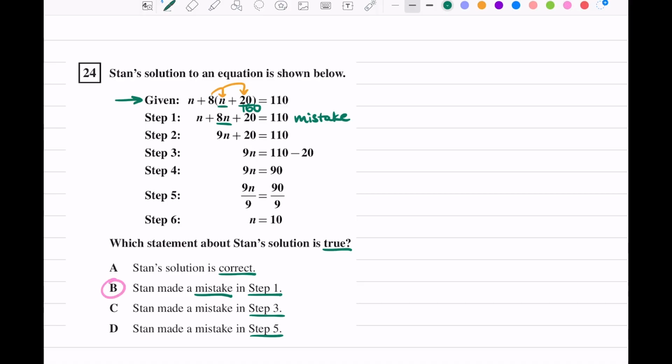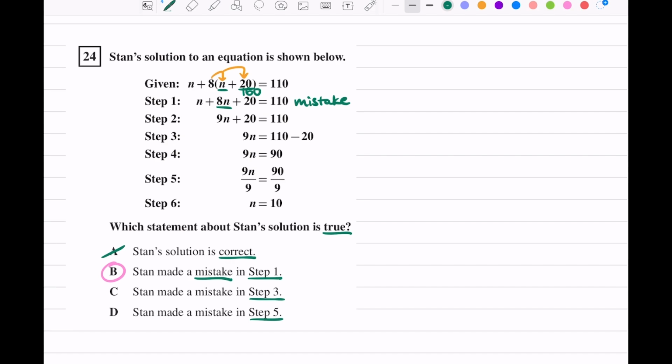Option A is wrong. Stan's solution is not correct. And since Stan made a mistake in step 1, every other step after that is wrong. So we could say that steps 3 and 5 are wrong. However, the mistake, or the error in his thinking, was made in step 1.